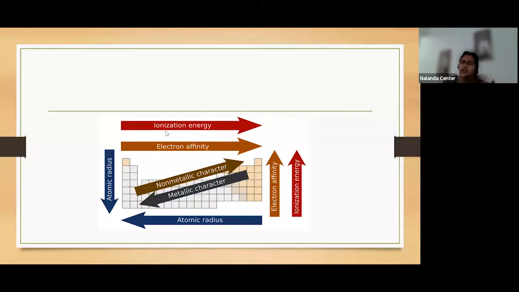Atomic radius increases down the group. Atomic radius decreases across a period. And metallic character is going to increase down the group. Non-metallic character is going to increase across a period. Okay, this is the meaning of this particular arrow. All right, so go through the video again in case you have any doubt, and try out a lot of questions.